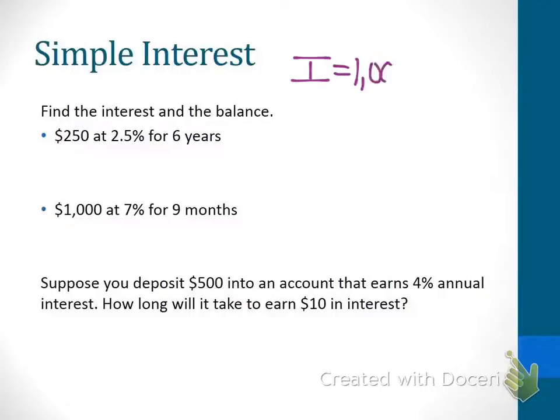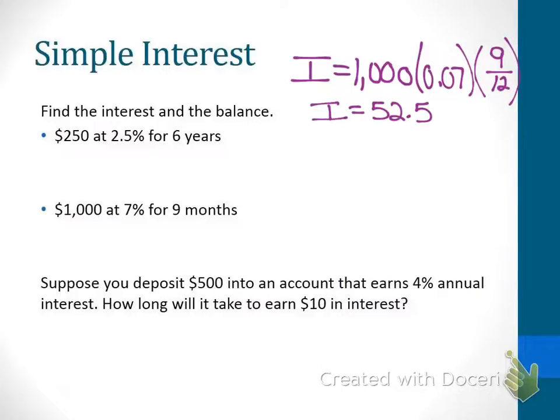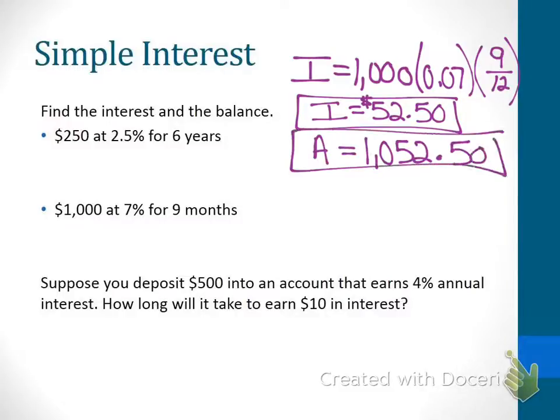Now on the second one, what did you plug in for time? 9 over 12. Then what did you get for interest? You should have got $52.50. What was your final balance? How do you figure out your final balance? We're going to add 52 and 50 cents to 1,000. Yep, add them together. Raise your hand if you got that right.